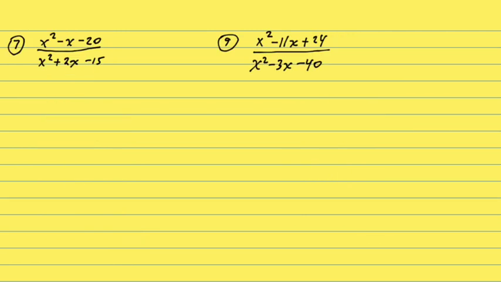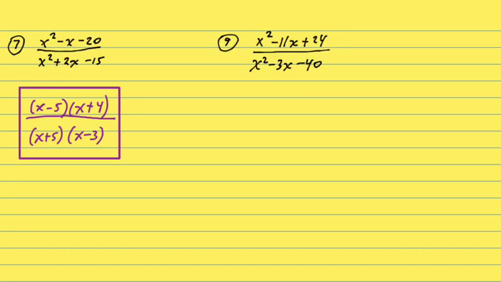Okay, after 5, I think we're going to go to 7 and 9. Again, we're going to factor and simplify. This factors to x minus 5, x plus 4. Again, they multiply to negative 20 and add to negative 1. Okay, number 7 was to simplify if possible. I factor the top, I factor the bottom. I don't see anything that divides out, so I don't think we can simplify that one.